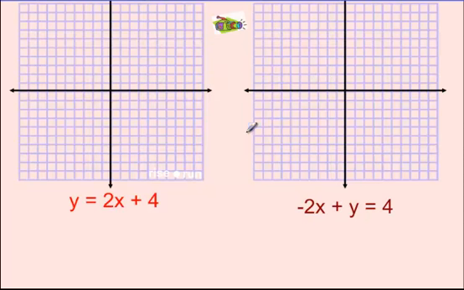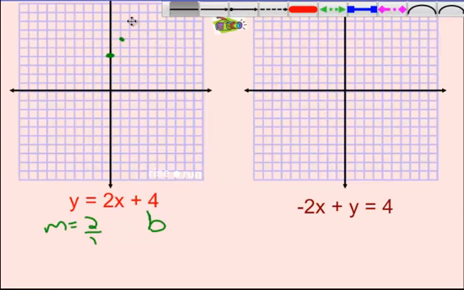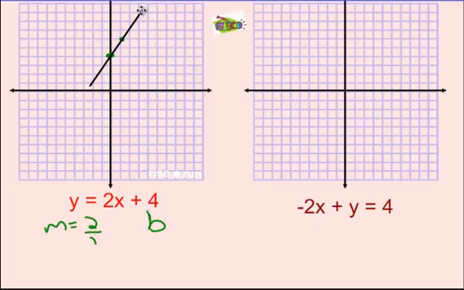A couple things we want to do then is graph both of these. Notice one of them is in slope-intercept form and one of them is in standard form. So we'll see how that works. If I take slope-intercept form, my y-intercept is 4: 1, 2, 3, 4. And my slope is equal to 2. Well, that's 2 over 1, so rise 2, run 1. And we can connect those two. So that's what we have.